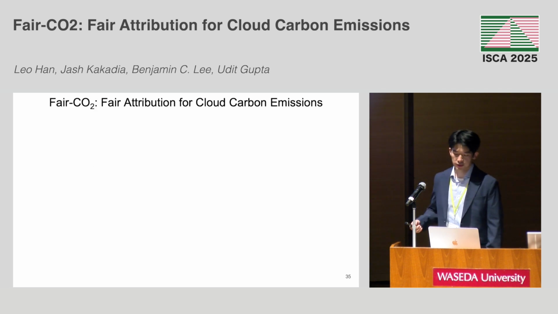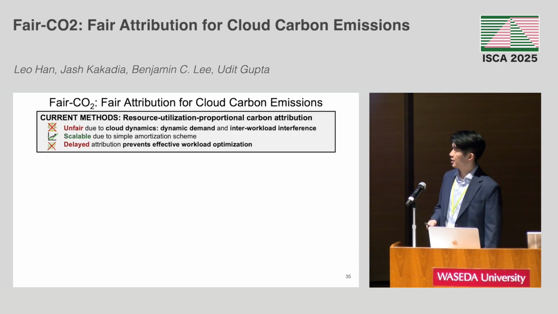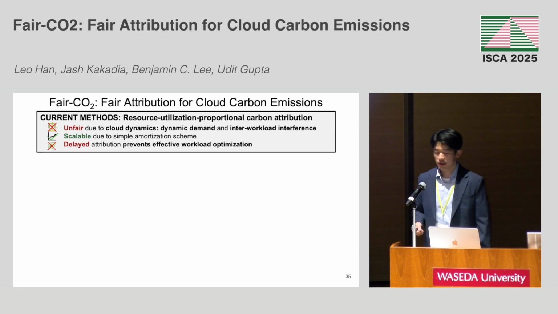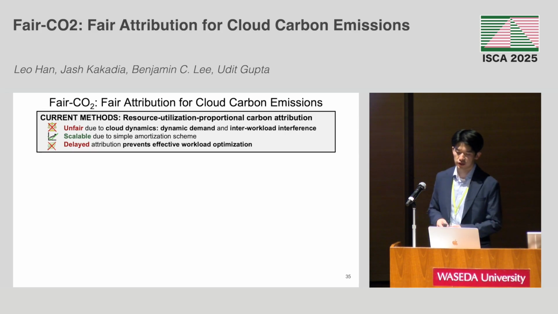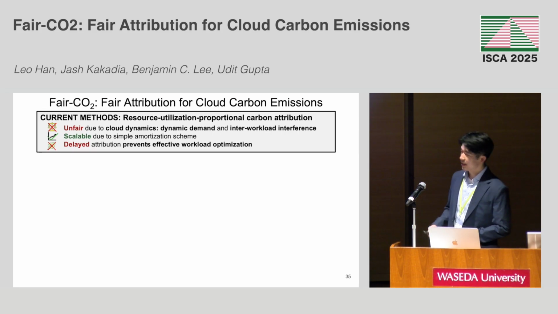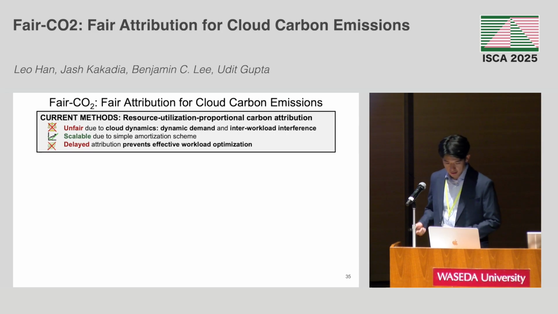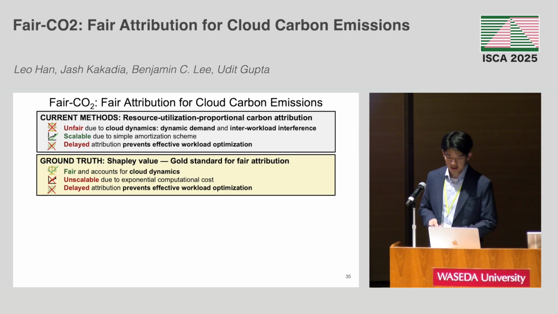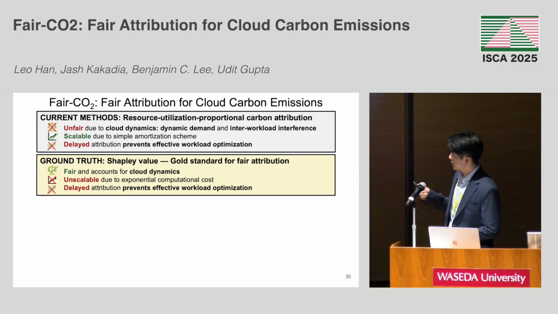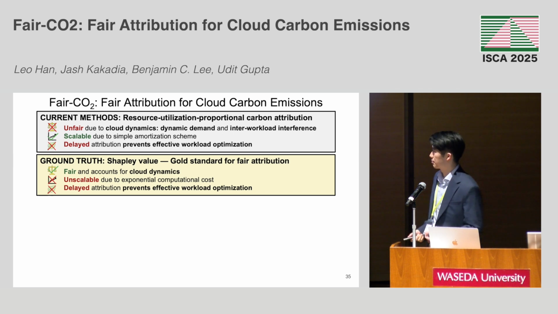To bring it all together, we looked at how current resource utilization proportional carbon attribution methods are scalable, but fail to account for cloud dynamics like dynamic demand and inter-workload interference. To address this, we can use the Shapley value, a game theoretic solution that is the gold standard for fair attribution problems. However, the Shapley value calculation scales exponentially, making it unscalable. Moreover, both the ground truth and current methods can only provide delayed attribution, which prevents effective workload optimization.